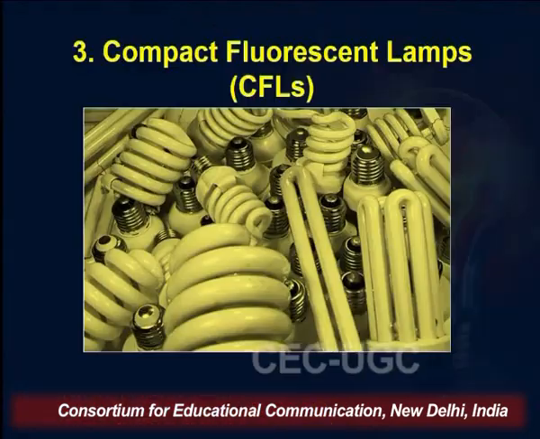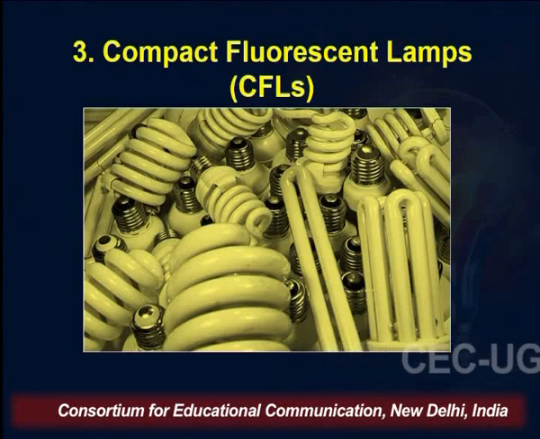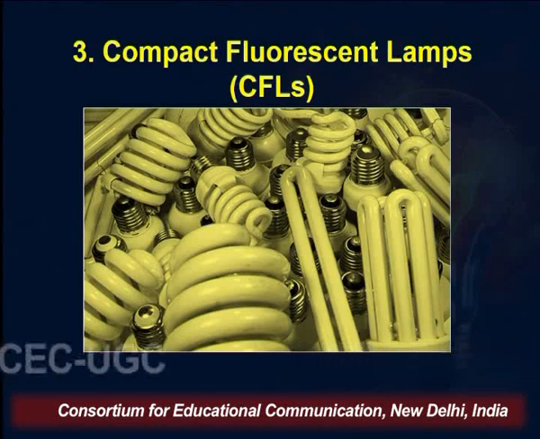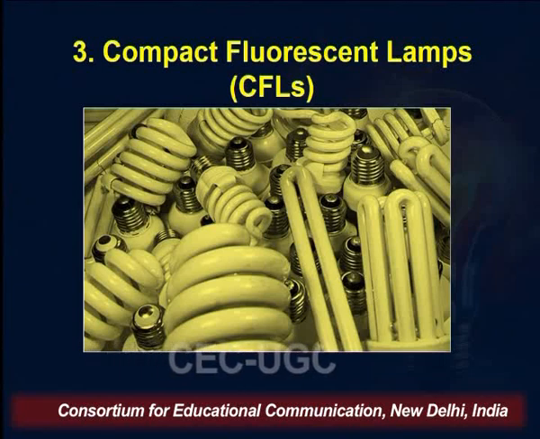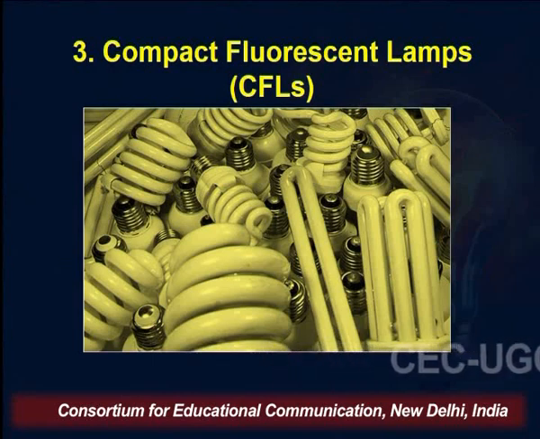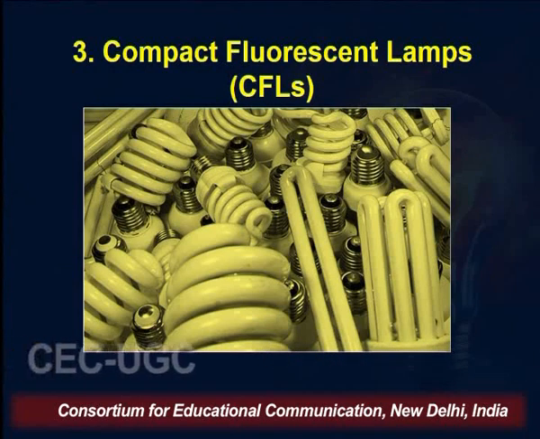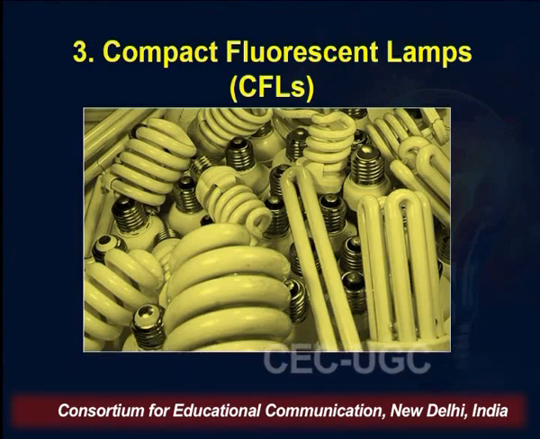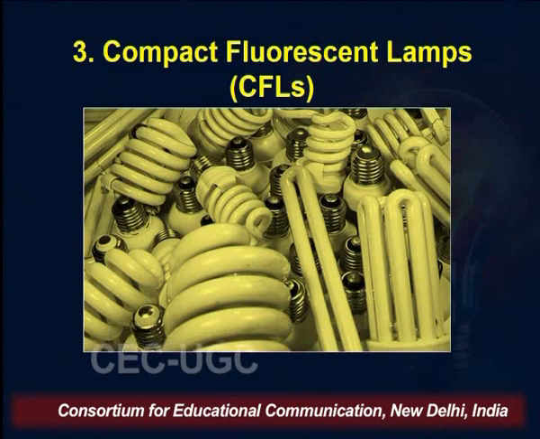Now, the third type of bulb is the compact fluorescent lamp, also called the CFL. You see on the screen this type of CFL. We use it in our houses and in many places, just to illuminate, just to get light. This is the basic type of electric bulb, the compact fluorescent CFL.